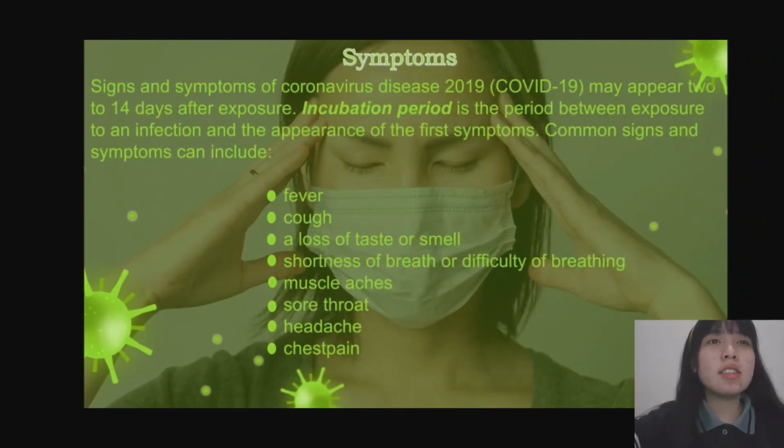Symptoms. Signs and symptoms of coronavirus disease 2019 may appear 2 to 14 days after exposure. Incubation period is the period between exposure to an infection and the appearance of the first symptoms.